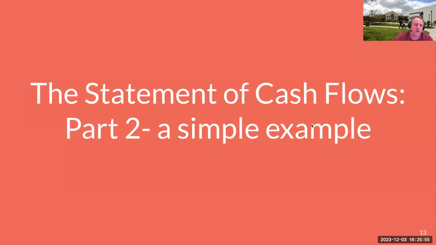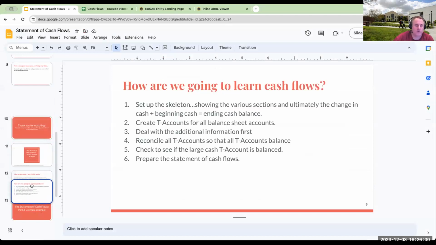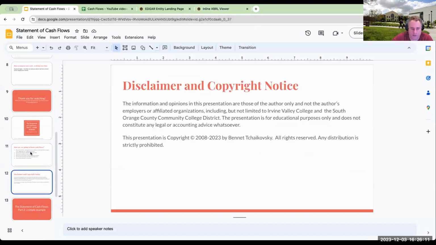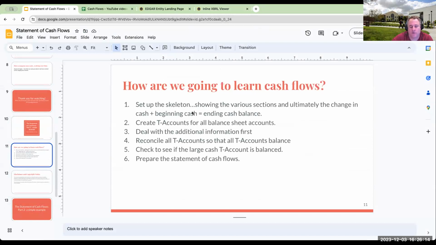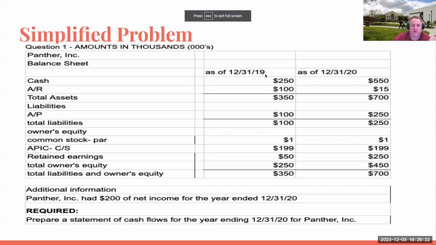So let's go through and talk about a simplified cash flow example. But before we get there, let's quickly talk about how we're going to learn cash flows. When we have a cash flow question, typically we're going to see two balance sheets, and we're going to set up that skeleton. Here's our problem. We have cash as of 2019 and 2020. Our cash went from 250 to 550, right? So what we're going to try to figure out is how did that increase happen?